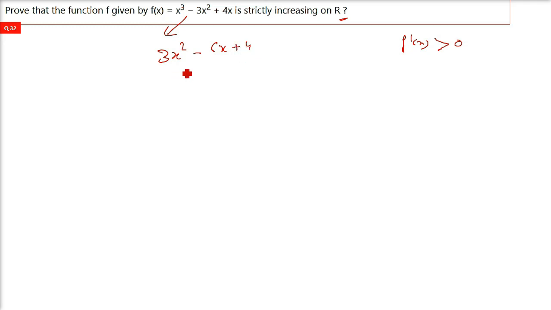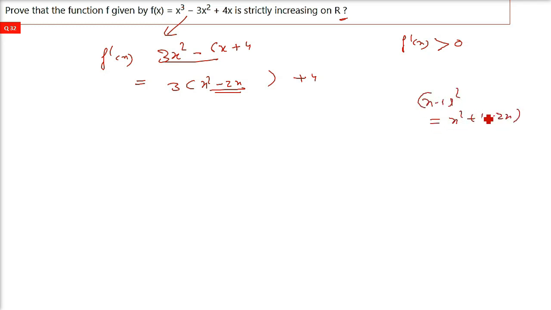You can take this first term. We are manipulating it so that we can show that it will always be positive. If you take 3 common from here, it will be x square minus 2x plus 4 by 3. X square minus 2x, I can make it a perfect square. X minus 1 whole square is what? X square plus 1 minus 2x. So 1 is not there.